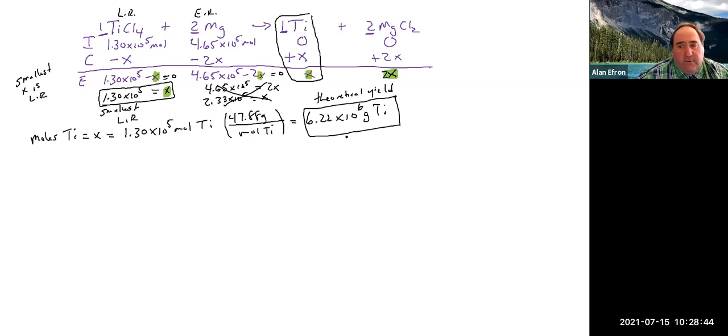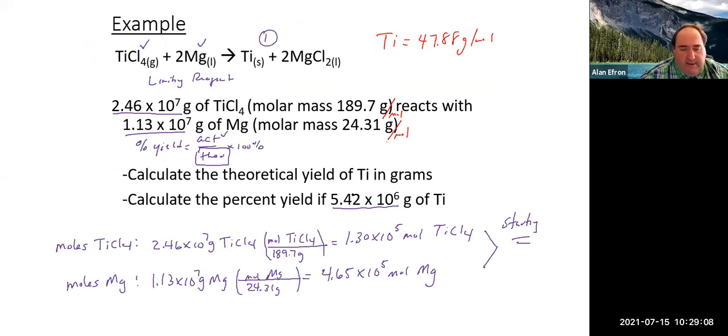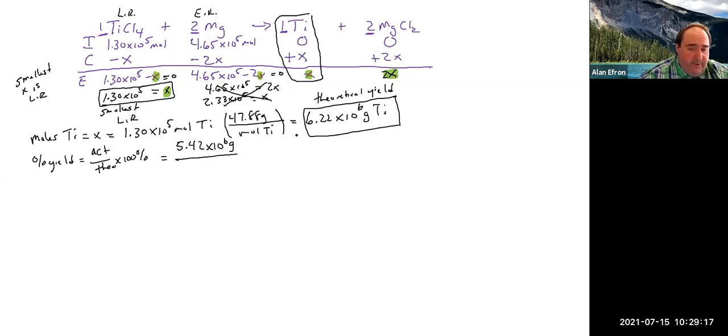Now, to finish the actual question that was asked, which is what is the percent yield, which is again our actual divided by our theoretical times 100%. Actual comes from the problem, which if you remember, told us that we produced 5.42 times 10 to the 6 grams. That comes right from the problem. Our actual yield was given to us, and usually is given in most problems. We're then going to divide it by our theoretical yield that we just calculated and times it by 100%.